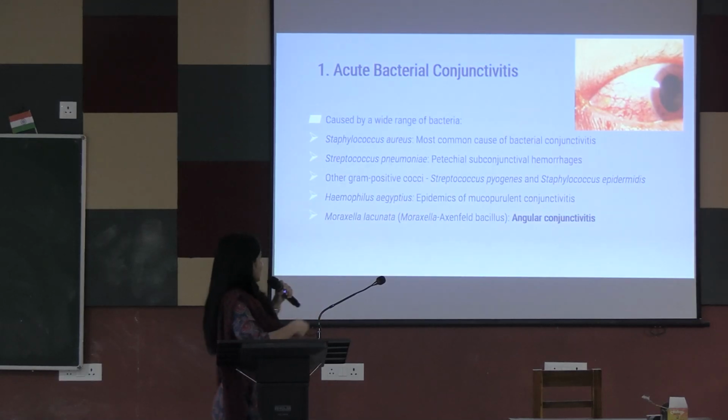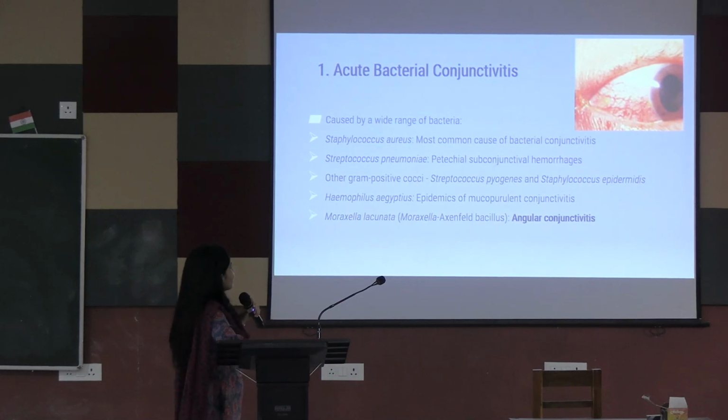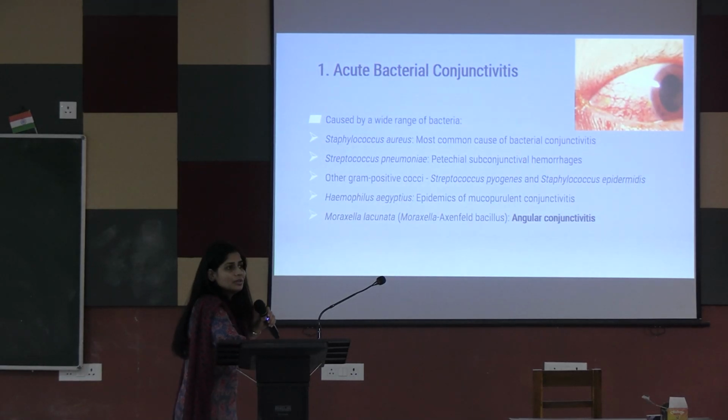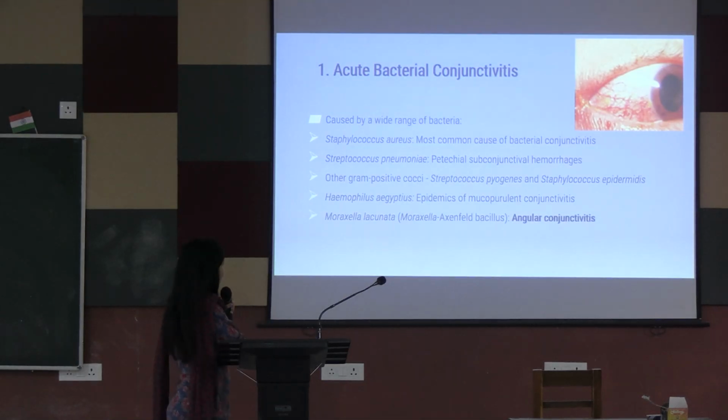Okay. Then Streptococcus pneumoniae, which can also cause subconjunctival hemorrhages. Can you see these blood vessels that appear dilated? Then there are certain other gram-positive cocci such as Streptococcus pyogenes. Haemophilus aegypticus can cause mucopurulent conjunctivitis.